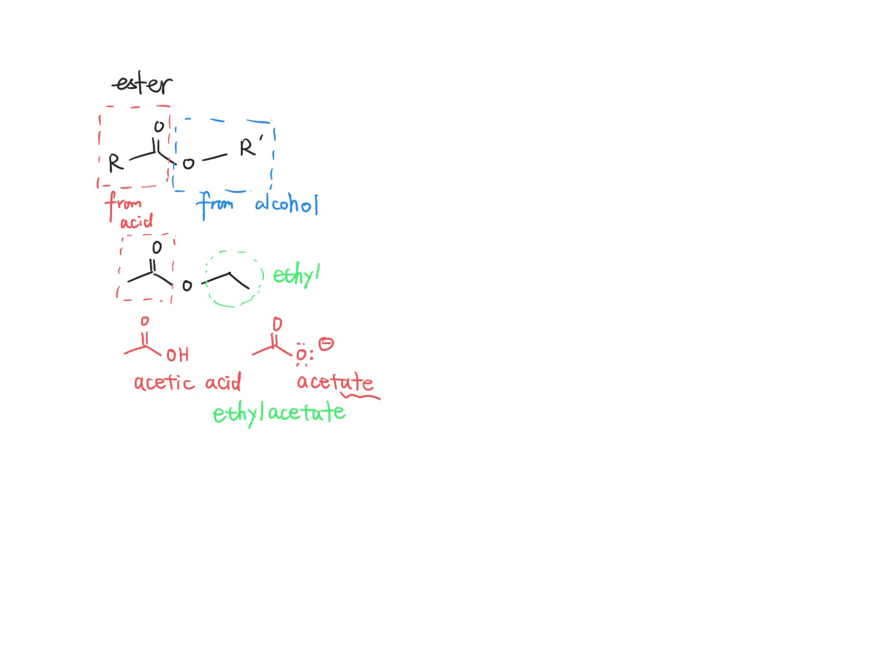And for the next example, we are going to incorporate a cycloalkyl group. For example, we are going to have this molecule right here. For this molecule, first we are going to identify what the acid part comes from. This acid part comes from this carboxylic acid, and now we know that this is called cyclohexane carboxylic acid.